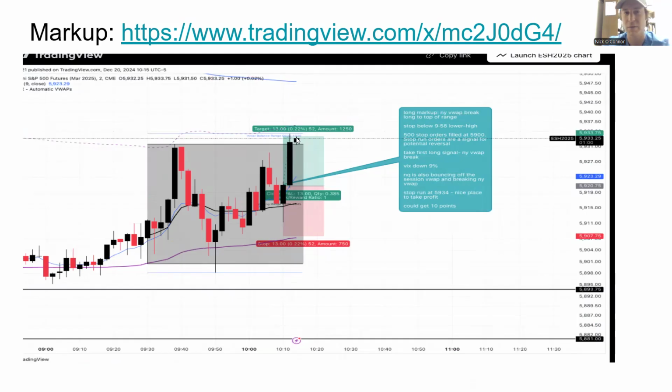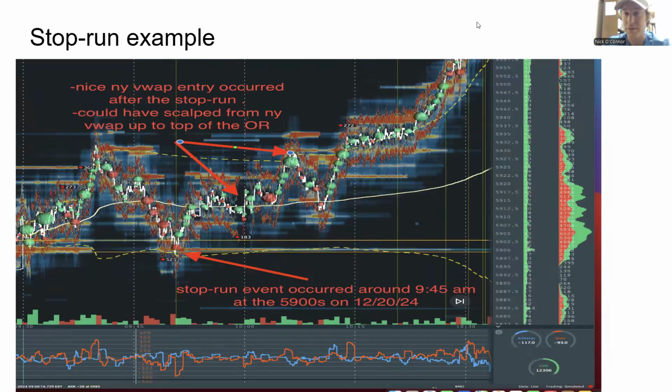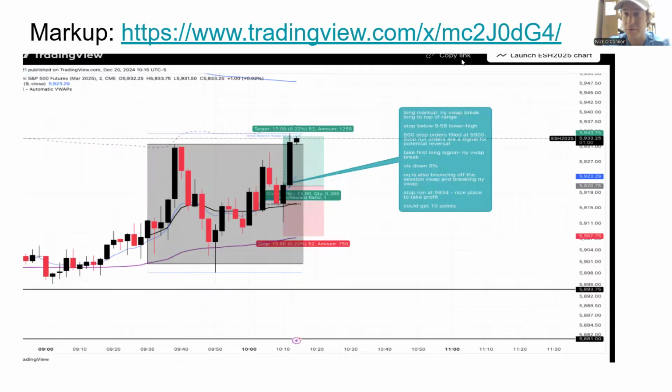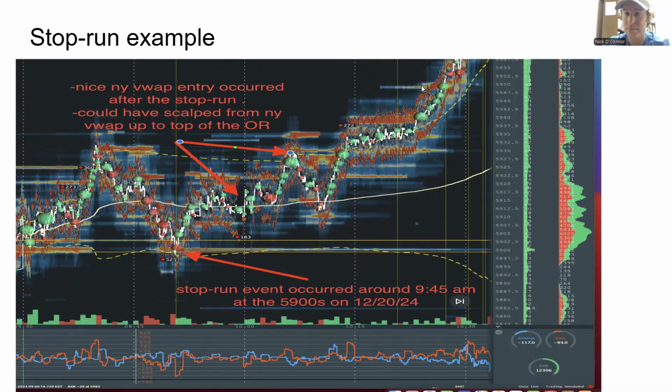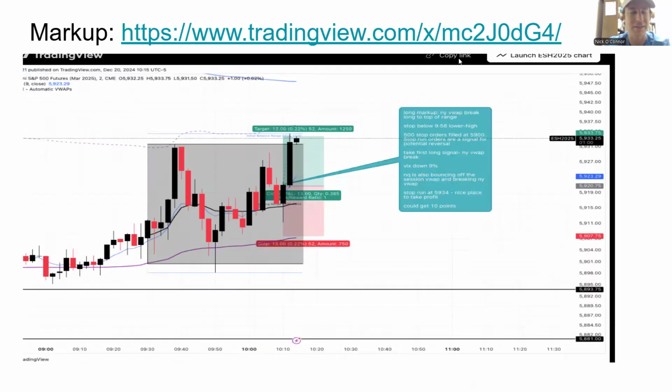And you could have taken a double break of the range, or you could have held it for a move all the way up to, look, it goes all the way up to like 6,000. I think it did go to 6,000 actually this day. This was right after the FOMC meeting where the market just tanked. And then this was like the short squeeze a couple days afterwards.